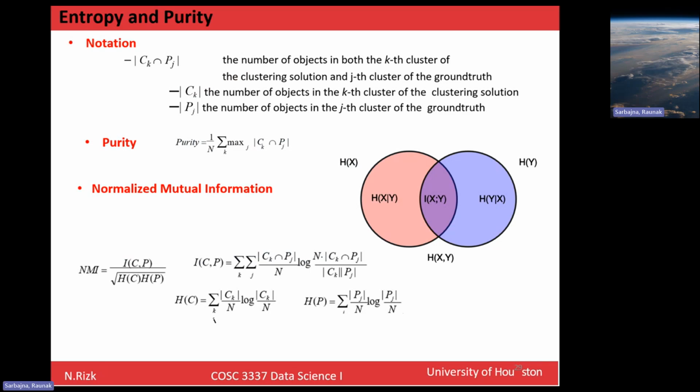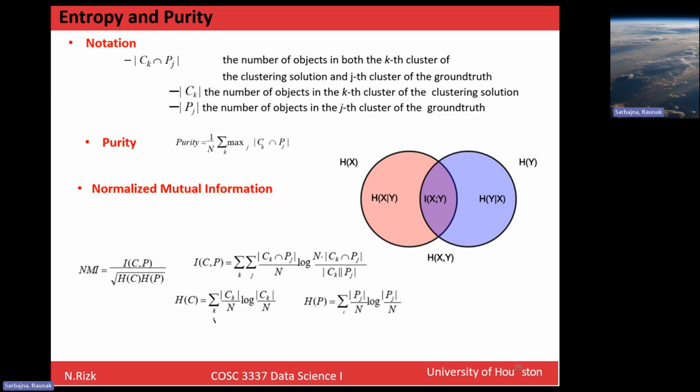And C of K is what your model is, what your clustering solution has come up with. So obviously, to understand whether your cluster analysis is good or bad, you have to compare your work, which is C of K, with the real results, which is P of J. And the way we do that is the intersection between C of K and P of J is what we're looking at here. In this figure, I copied this straight from Wikipedia.